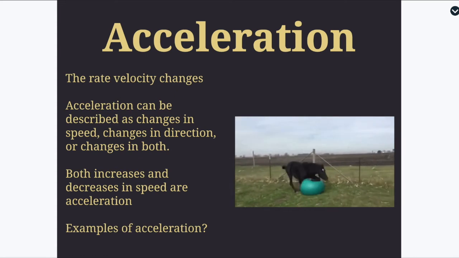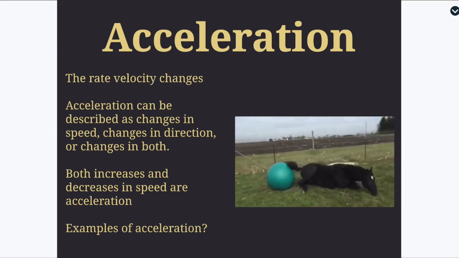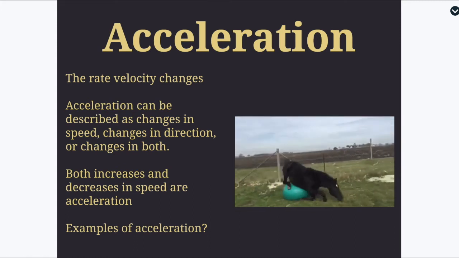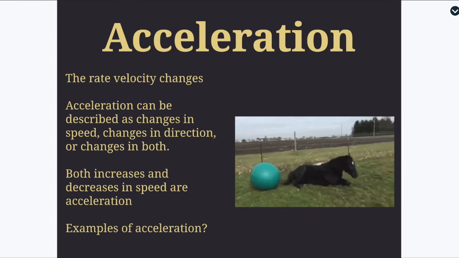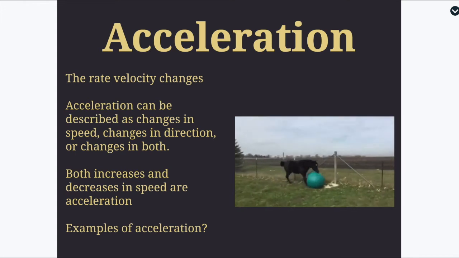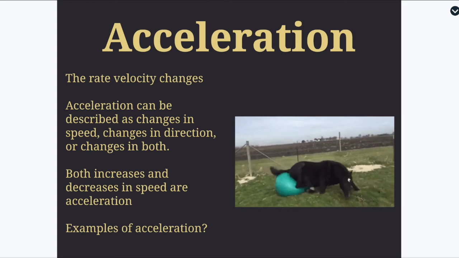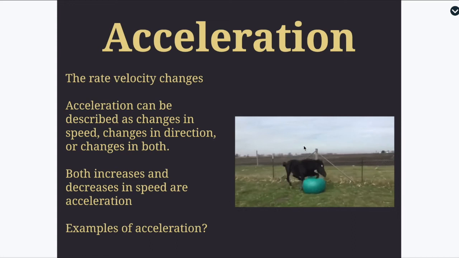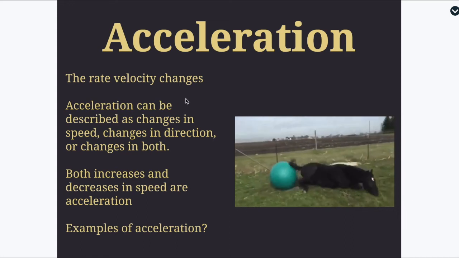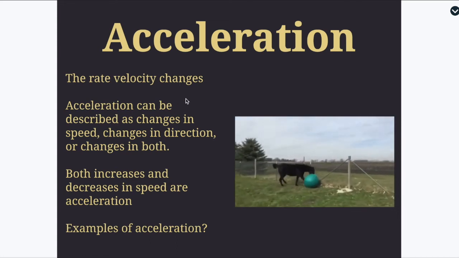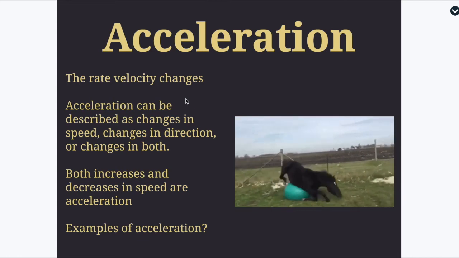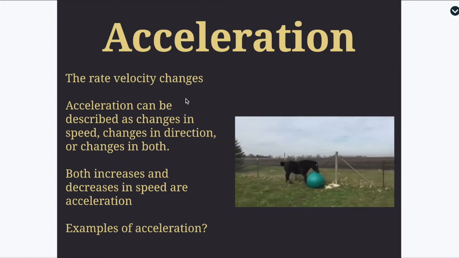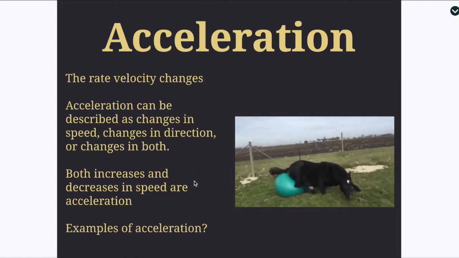Just imagine you're driving in a car going 60 miles per hour north, and all of a sudden you're going 60 miles per hour south. Even though your speed has stayed the same, you are now going in the opposite direction. So obviously there was some sort of change, and that's an example of acceleration. Both increases and decreases in speed are acceleration. There is no such thing as deceleration. There is negative acceleration, but increases and decreases are both considered acceleration. So you can think of tons of different examples of acceleration.